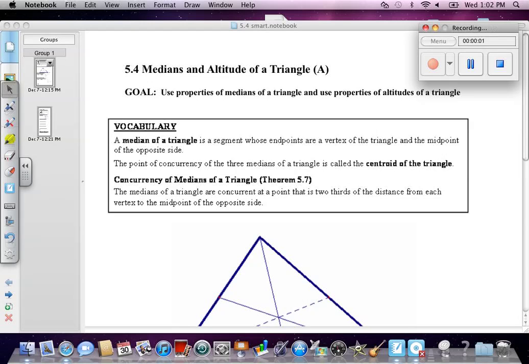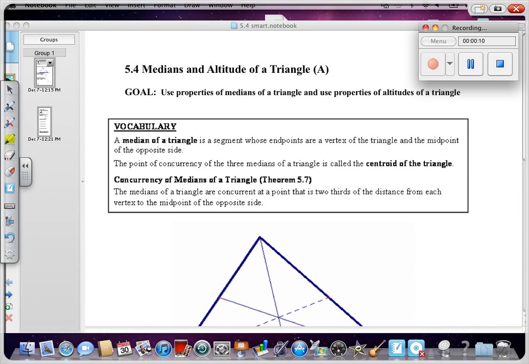Okay, medians and altitudes. A median of a triangle is a segment whose endpoints are a vertex of the triangle and the midpoint of the opposite side. So if we make a triangle, it has to go through the midpoint and go through the opposite side. Okay? So it's a midpoint, goes to the opposite vertex. Okay?